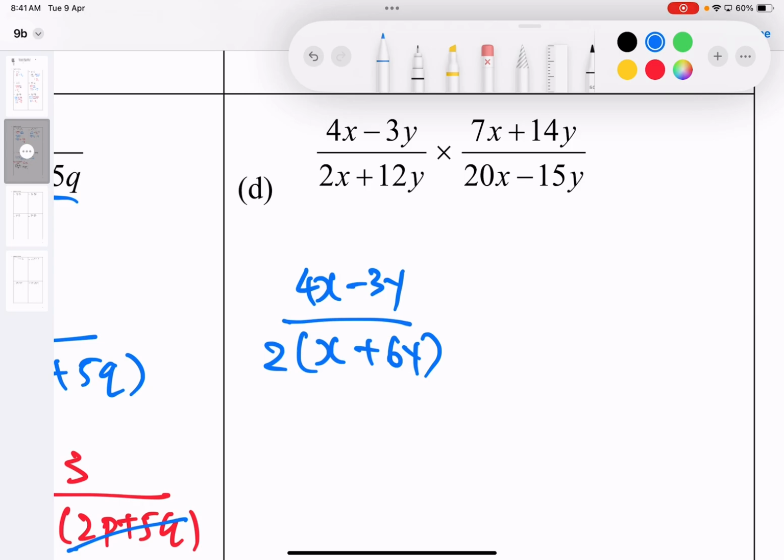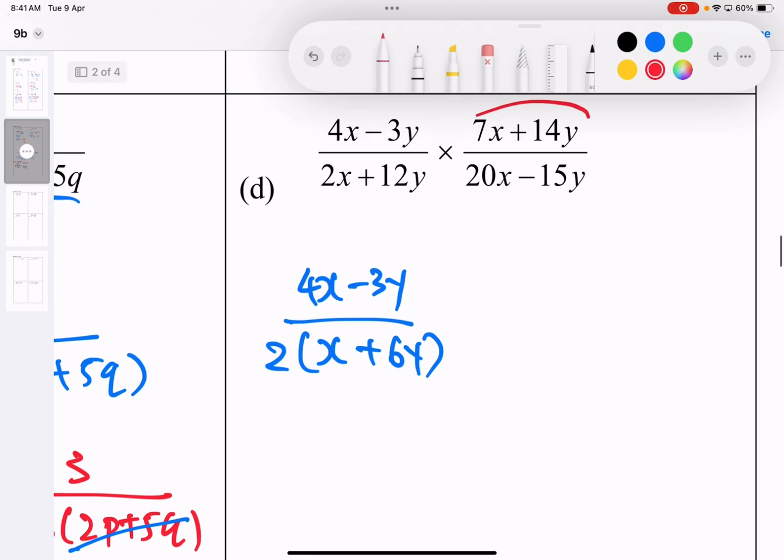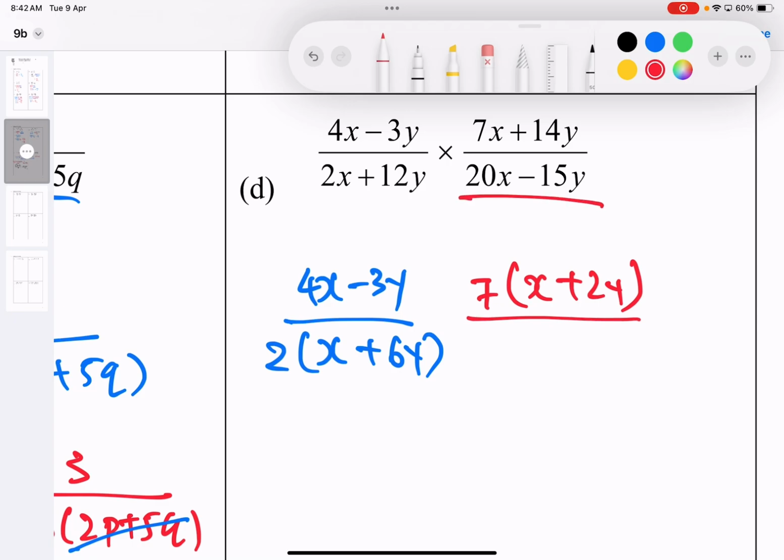Now let us look at the one on top. How about 7x plus 14y? What is a number that I can factorize out? 7. If I factorize out 7, what is going to be left behind? x plus 2y. Okay, good. How about the denominator here? Is there anything that is common between these two numbers? 5. If I factorize out 5, what should I be left with? 4x minus 3y. Awesome.